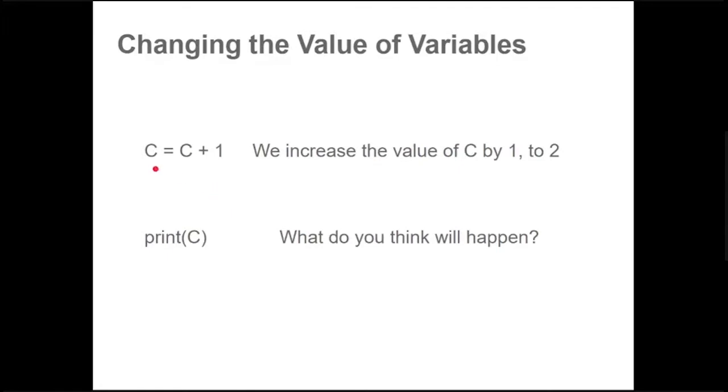Now, if I were to write c is equal to c plus 1, then the program would understand that we are increasing the value of c by 1 to 2. Initially, the value of c was 1. We are increasing that value by 1. 1 plus 1 is equal to 2. We then print the value of c again. What do you think will happen? What will the program display as the output? Well, clearly, if the value of c is 2 and we print the value of c, the program will display 2.